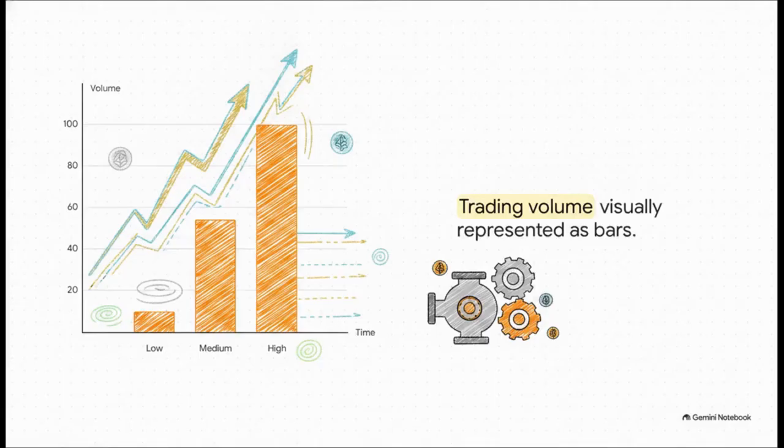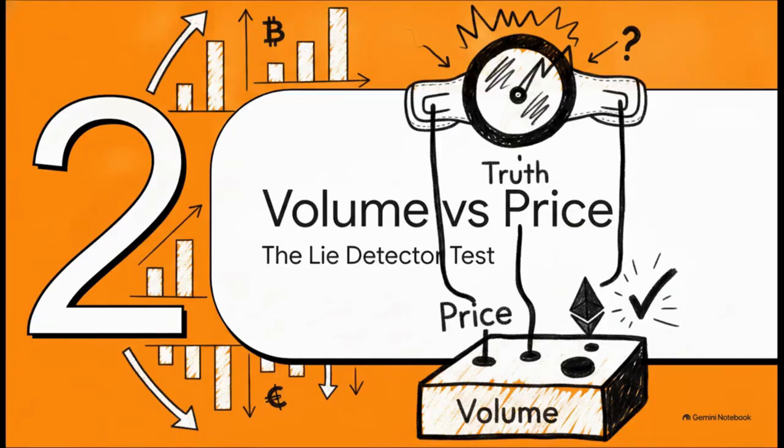Now, when you pull up a chart, volume is almost always shown as a series of vertical bars right down at the very bottom of your screen. It's pretty straightforward. A short bar means low volume, a medium bar is just your average interest, and a towering high bar means there is massive activity, and more importantly, conviction behind that trading period. Every single one of those bars is a visual representation of exactly how hard that market engine is working at that exact moment.